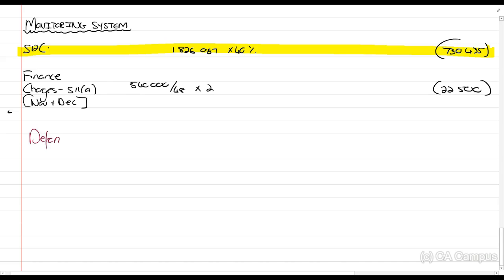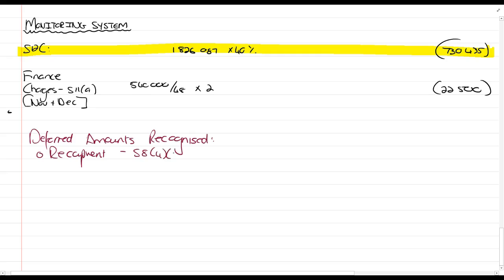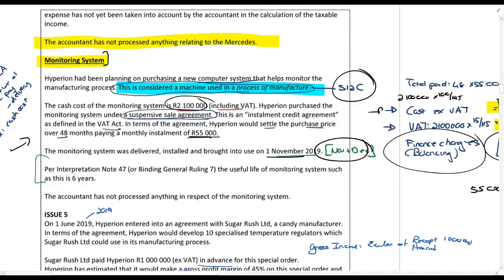Now, and I'm going to change the color here, deferred amounts recognized. First is the recoupment, and this is under section 8.4e. Right, deferred amounts recognized.